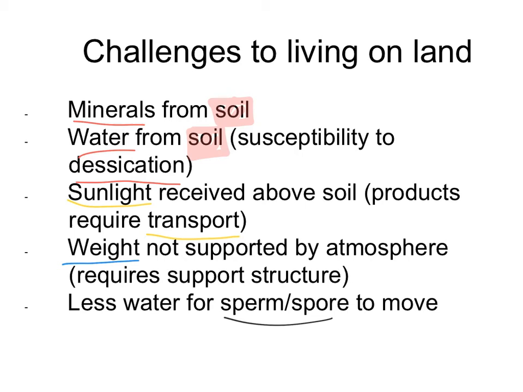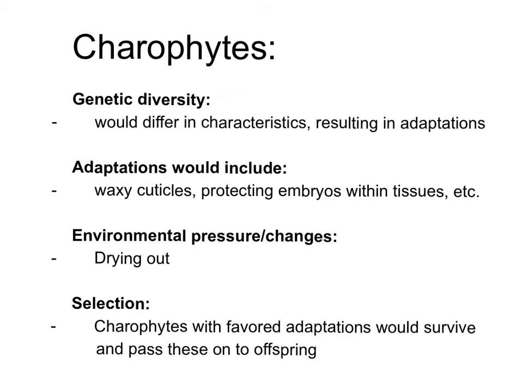So these are all challenges to living on land that plants were able to overcome with time. And they've done it in a number of different ways, depending on what plant it is. So earlier we talked about those changes that would have occurred to the charophytes to allow them to survive for longer periods of drought.